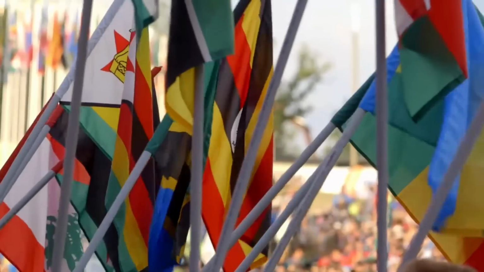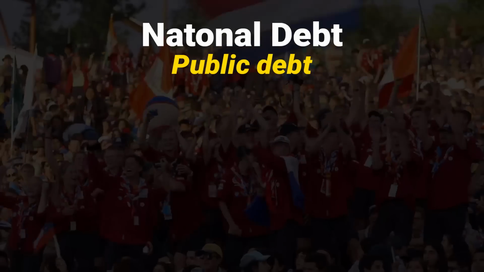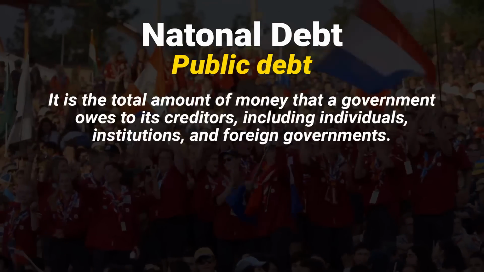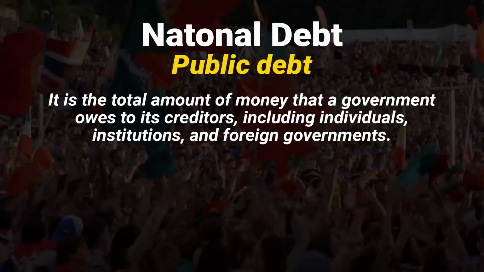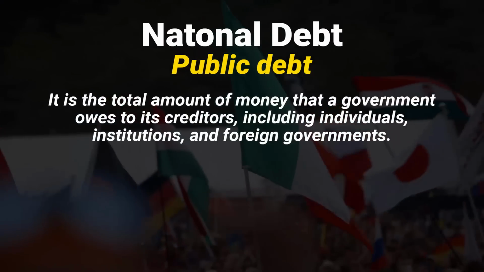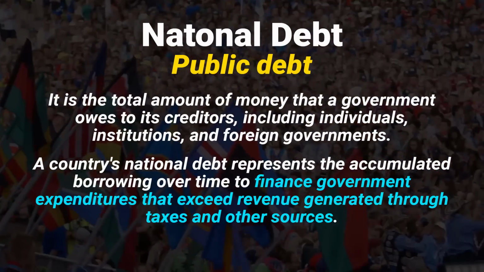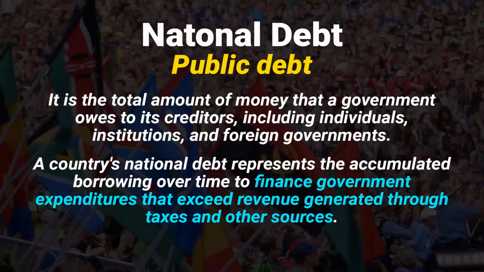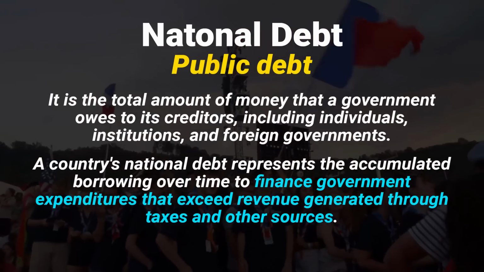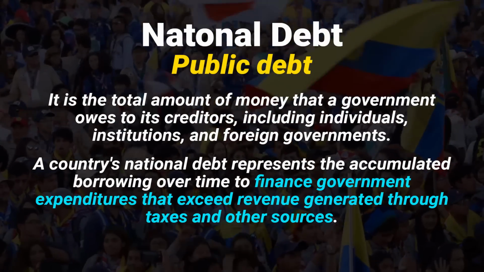We all know that every country in this world has national debt. National debt is also known as public debt. It is the total amount of money that a government owes to its creditors, including individuals, institutions, and foreign governments. A country's national debt represents the accumulated borrowing over time to finance government expenditures that exceed revenue generated through taxes and other sources. So every country in this world has some national debt.